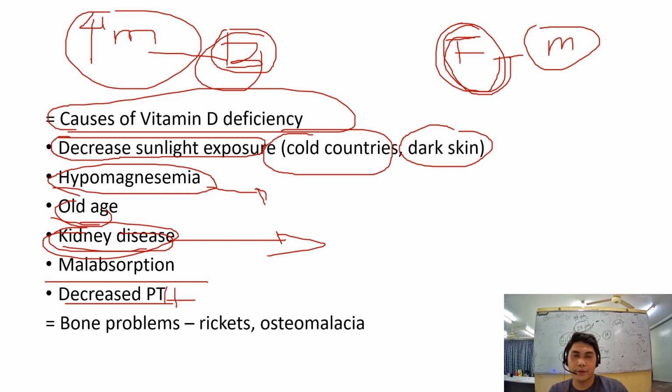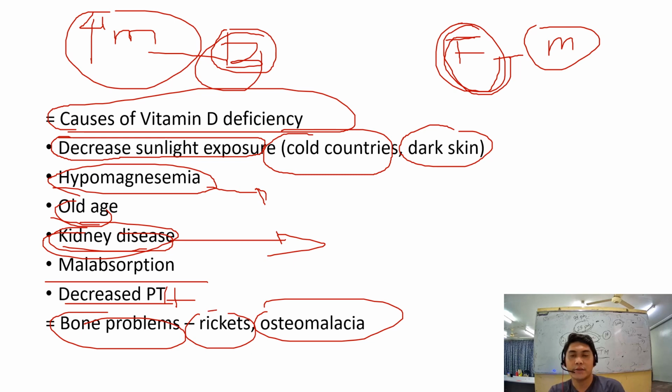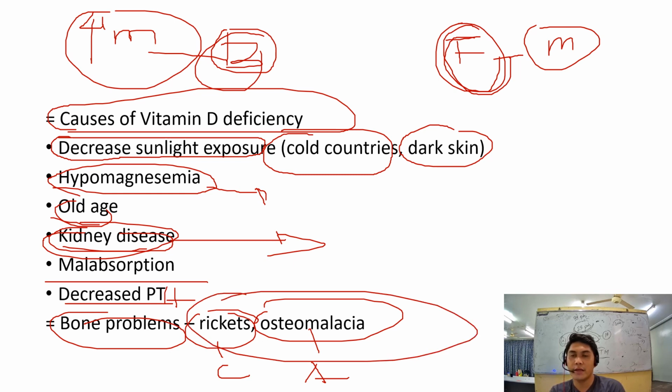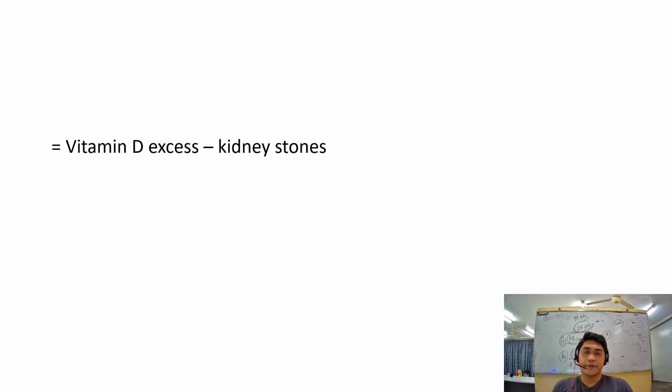Okay, so for vitamin D deficiency, it's associated with bone problems like rickets and osteomalacia. So rickets during childhood and osteomalacia during adulthood. Okay, so same lang na silang dua. The difference lang is the onset of the disease. So rickets during childhood, osteomalacia, adulthood. Okay, so if there's vitamin D excess or hypervitaminosis D, that patient is prone to kidney stones. Okay, it's because of increase in calcium.